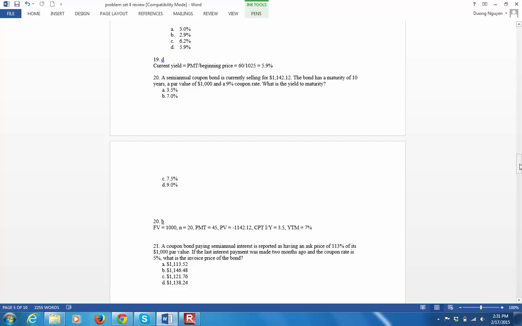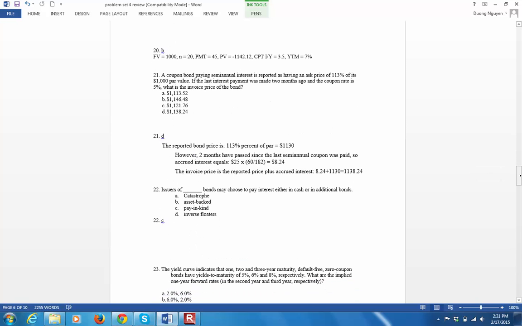Alright, number 21. Now, a bond paying semi-annual interest and having an ask price of 113% of its par value. If the last coupon payment was made today, time 0, the last coupon payment was made 2 months ago, so the next coupon payment will be 4 months from today. And the coupon rate is 5%. What is the invoice price?